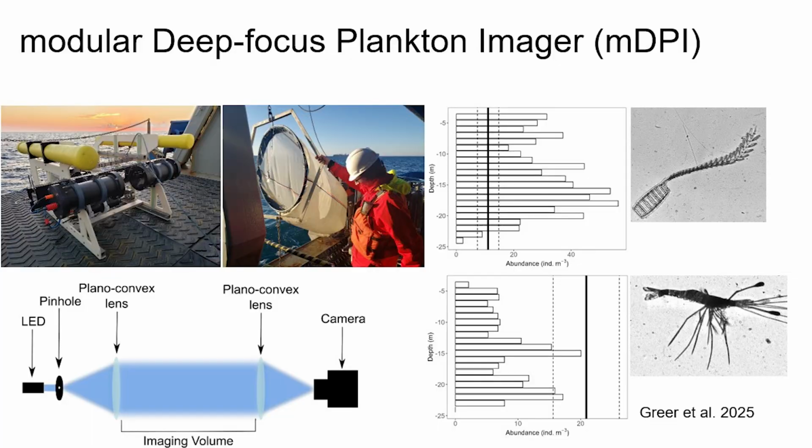But if you look at the graph, you can see that the line for what was estimated by the net is very low compared to those white bars, which basically means that the net is destroying a bunch of those doliolids. It's underestimating how many there are. With the images, we get a much more accurate estimate of these fragile animals like the doliolid. But something like a shrimp, it's more or less accurate. In fact, the net caught a little bit more than we saw.